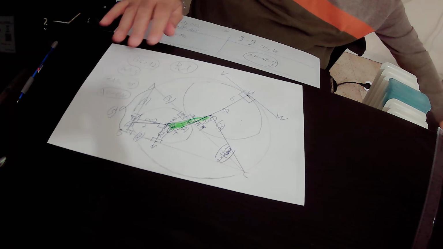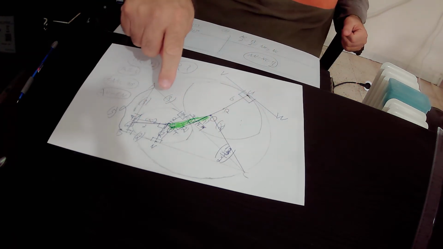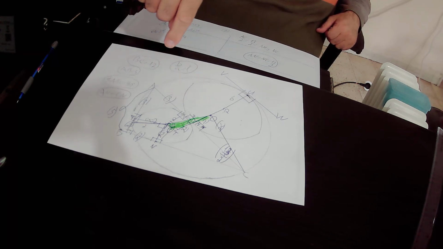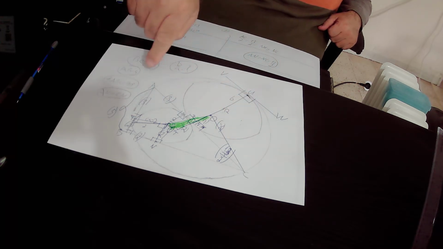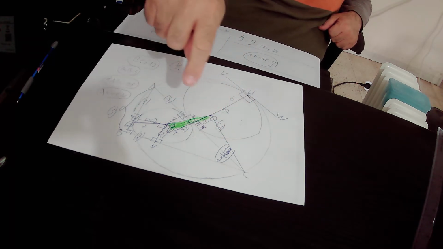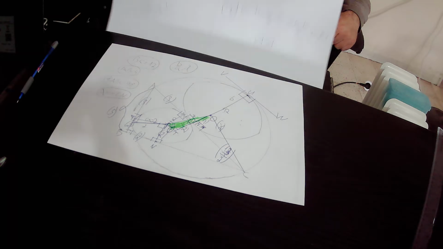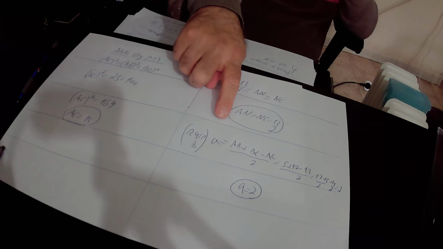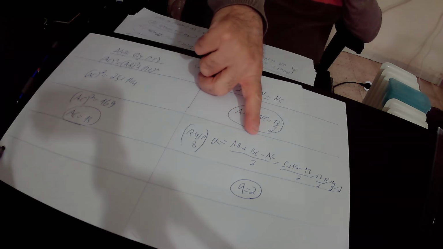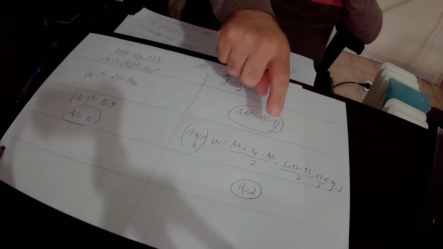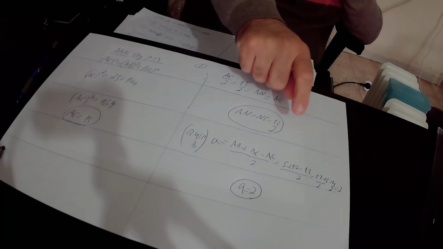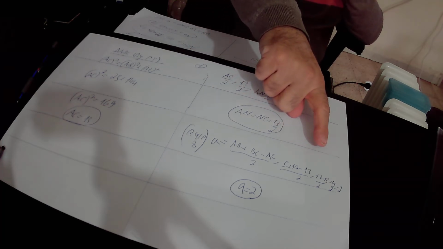Because in our drawing we have the right triangle ABC that blocks this circle, and the radius of this circle is A. According to rule number 8, the radius A will be equal to AB plus BC minus AC over 2. AB is 5, BC is 12, and AC is 13, divided by 2. So 5 plus 12 is 17, 17 minus 13 is 4, and 4 over 2 is 2.